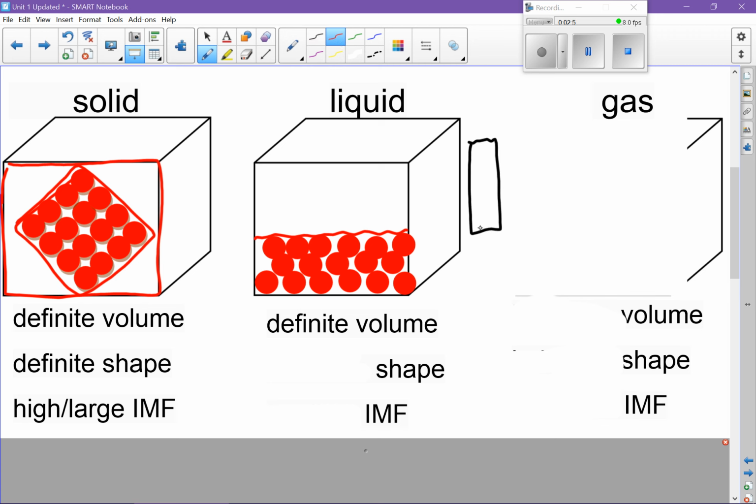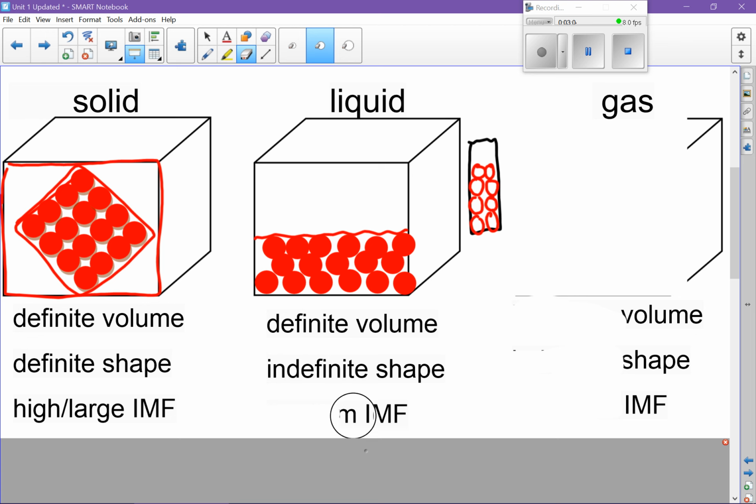Then those particles would take a different shape of whatever I put it in. So the shape of a liquid is possible to change, which makes it indefinite. And so they kind of have medium IMF. They're not really as strong or as high as in a solid.